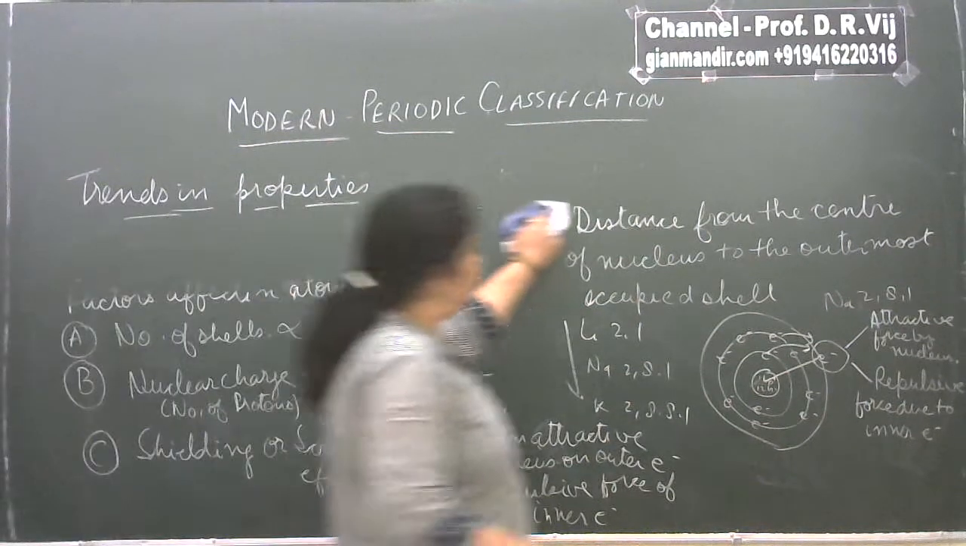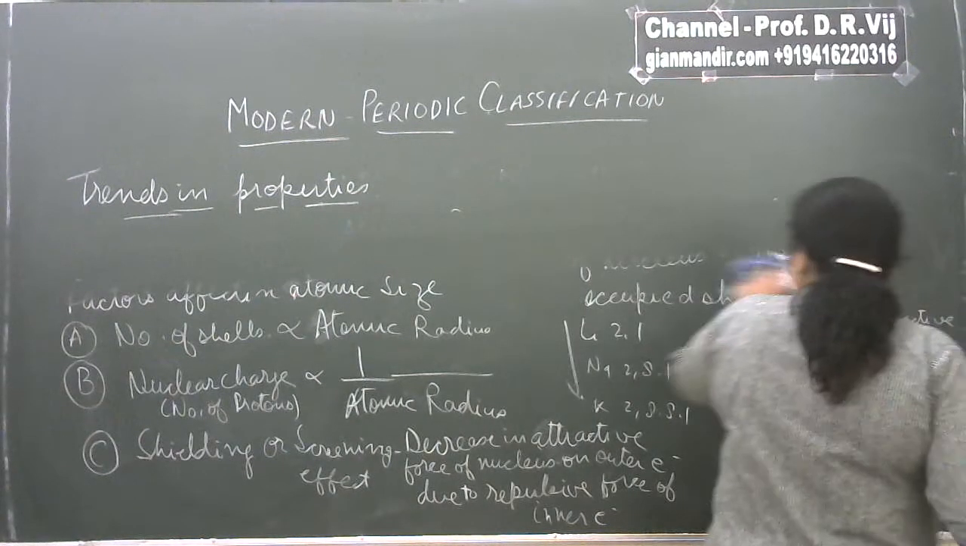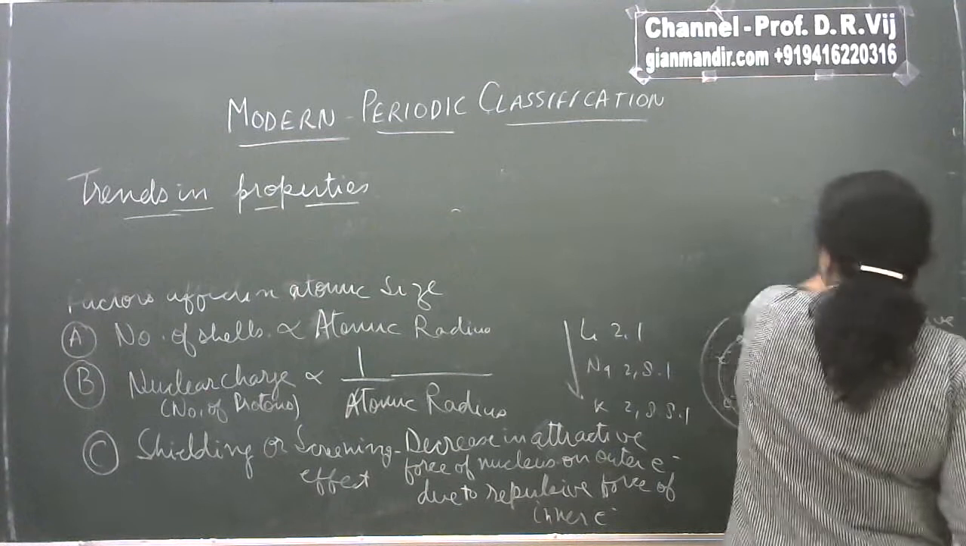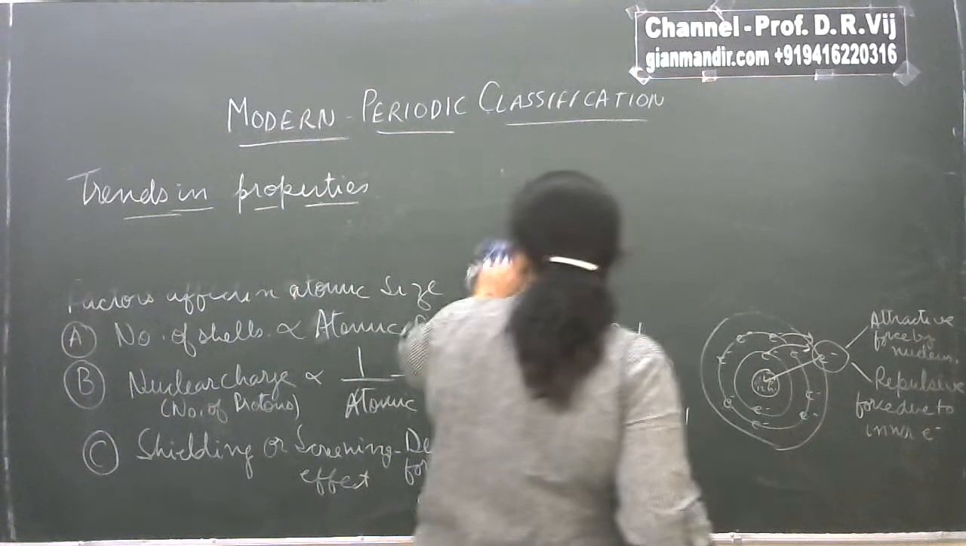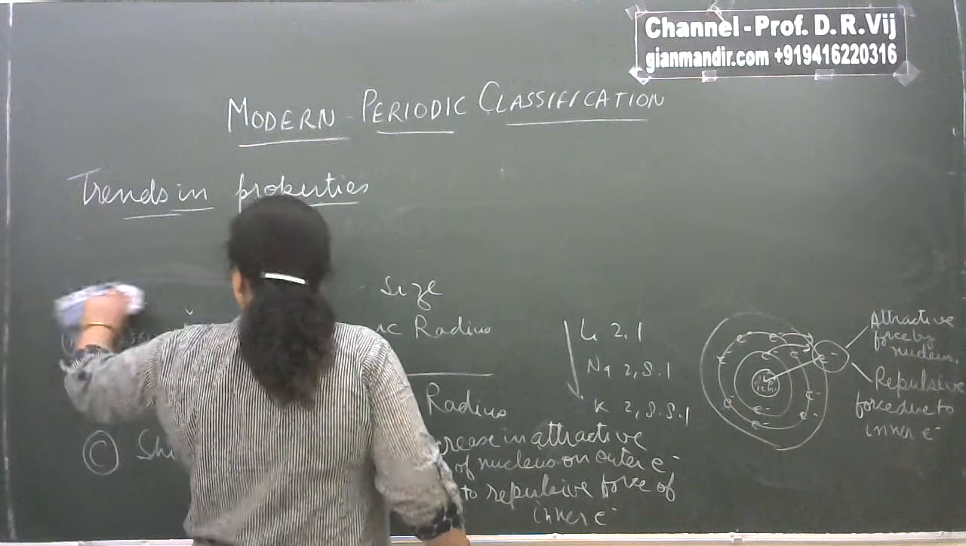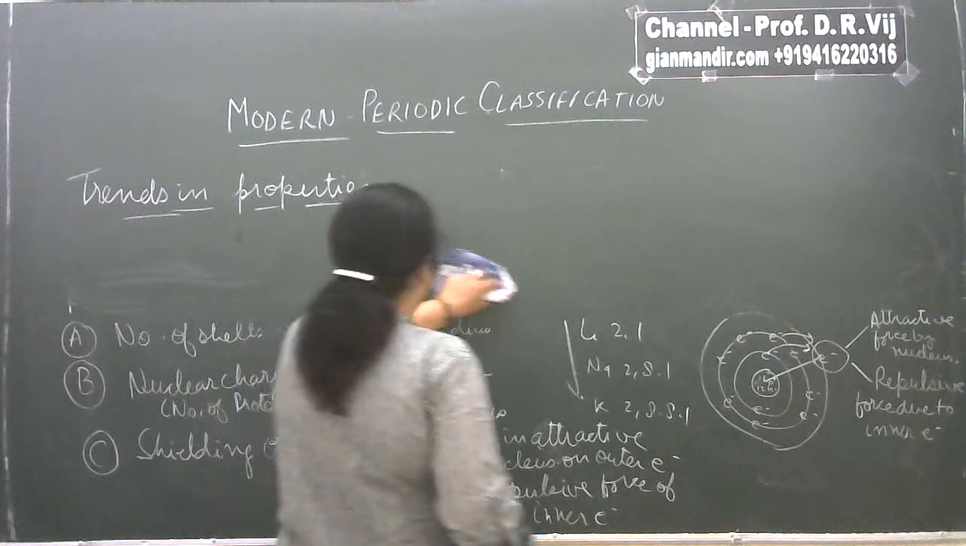So now here we can say that more is the screening or shielding effect, less is the effective nuclear charge, and bigger is the size of an atom.